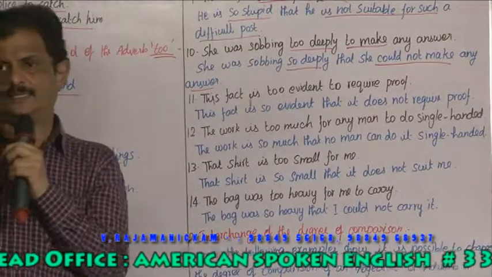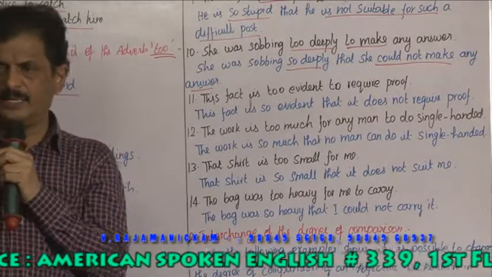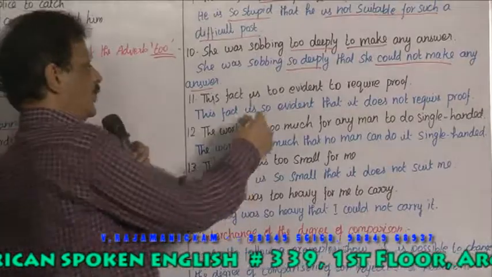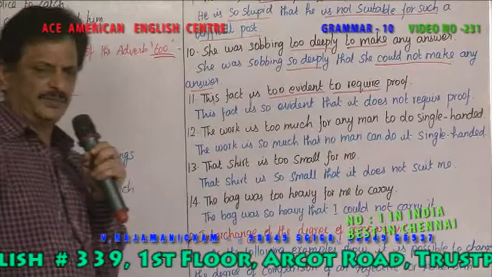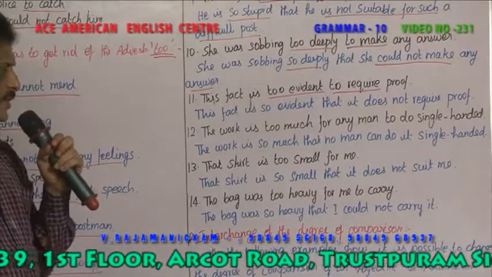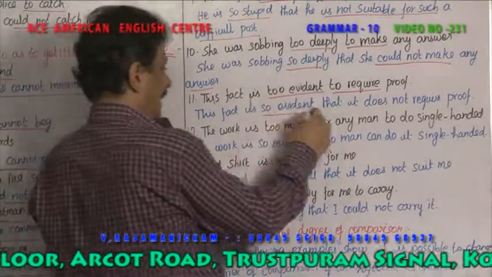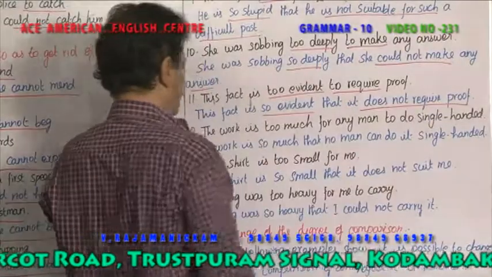This fact is too evident, the fact is too clear. The fact is too evident to require proof. It is too evident, no need of proof at all. This fact is so evident that it doesn't require proof.